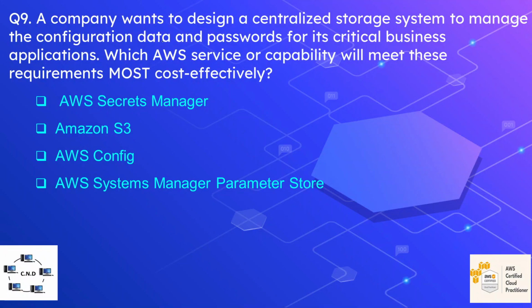Question number 9 is: a company wants to design a centralized storage system to manage the configuration data and passwords for its critical business application. Which AWS service or capability will meet these requirements most cost effectively? So the keyword is cost effectively, and the options are option A, AWS Secrets Manager, option B, Amazon S3, option C, Amazon Config, and option D, AWS Systems Manager Parameter Store. And the correct option is AWS Systems Manager Parameter Store.